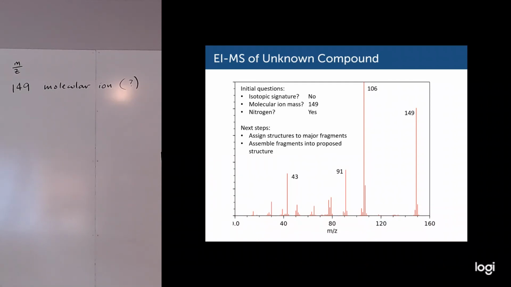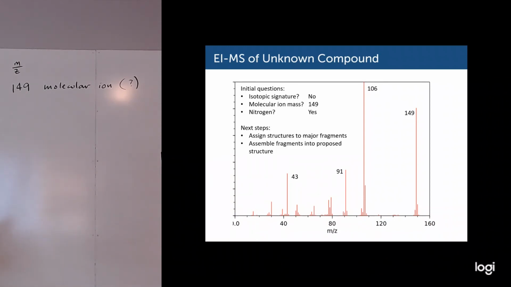We know that there's probably not a chlorine or a bromine. We know that there's probably at least one nitrogen, and we know that the molecular ion probably has a molecular weight of 149. And so the next thing I'm actually going to try to do is assign structures, excuse me, to some of these more major signals.